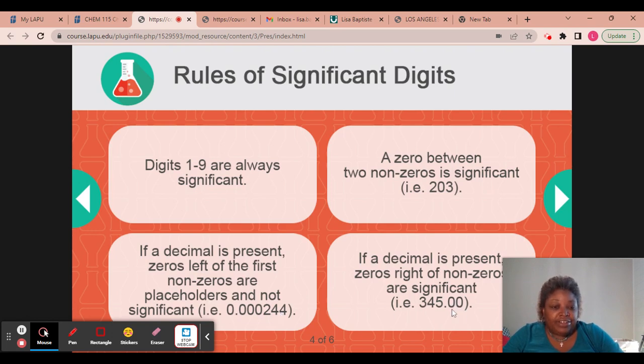Zeros at the end of a number, as long as there is a decimal present, are significant. This decimal makes those 2 zeros at the end significant, giving us 5 significant figures there. But if the zeros are there and there's no decimal, then those would be considered placeholders and they would not be significant. The decimal makes those significant.